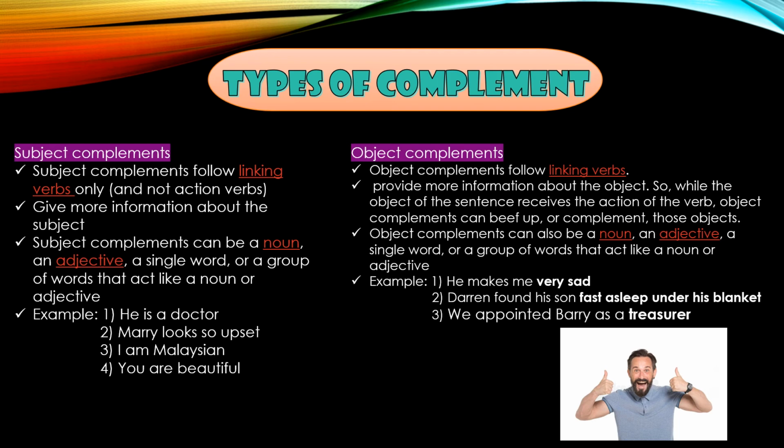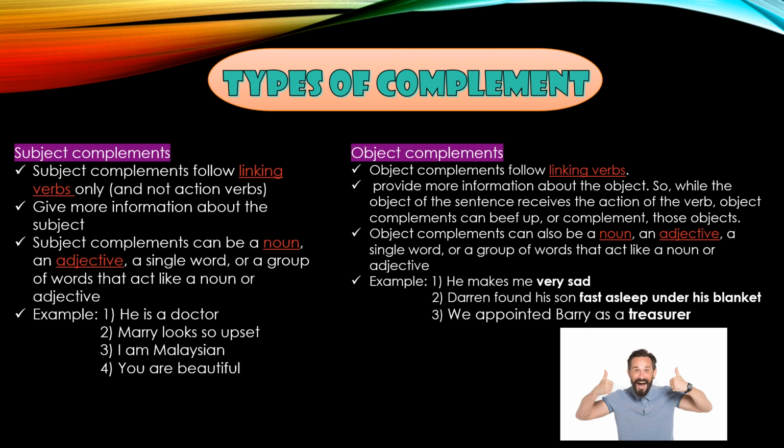Subject complements can be a noun or an adjective, a single word, or a group of words that act like a noun or an adjective. So we look at the example here. He is a doctor. So he is the subject here. Is is the linking verb. A doctor is the complement. Remember, subject complement gives more information about the subject. So the doctor is actually giving more information about the subject, which is he. And also doctor is a noun, right?